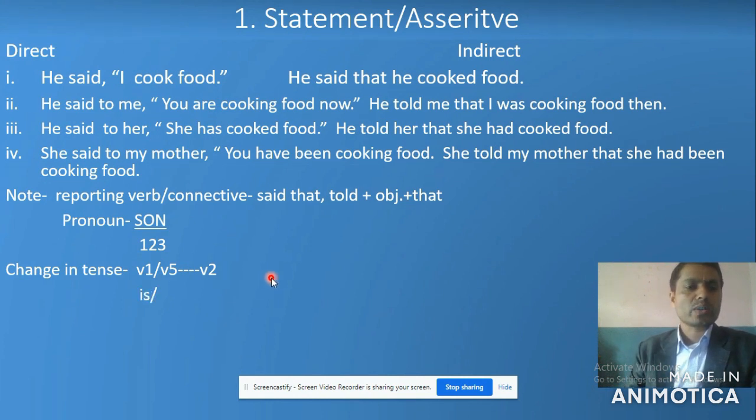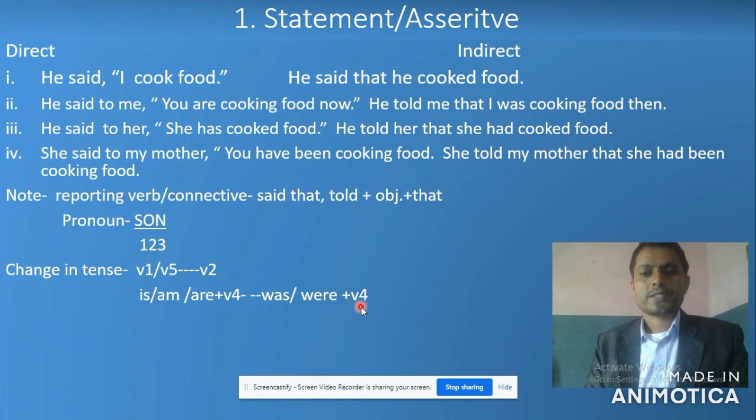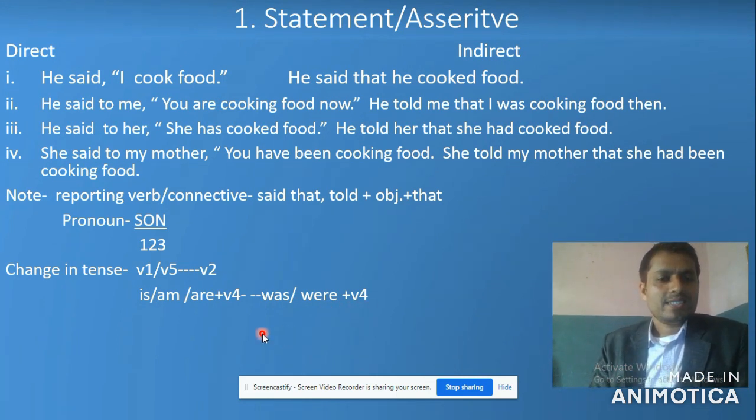Now let's look at the next one. Is, am, are plus verb 4 changes into was, were plus verb 4. You can see here, you are cooking food, present continuous, changes into past continuous, was cooking food, right? Is, am, are plus verb 4, then was, were plus verb 4. Got it? Well, now let's look at the next one.